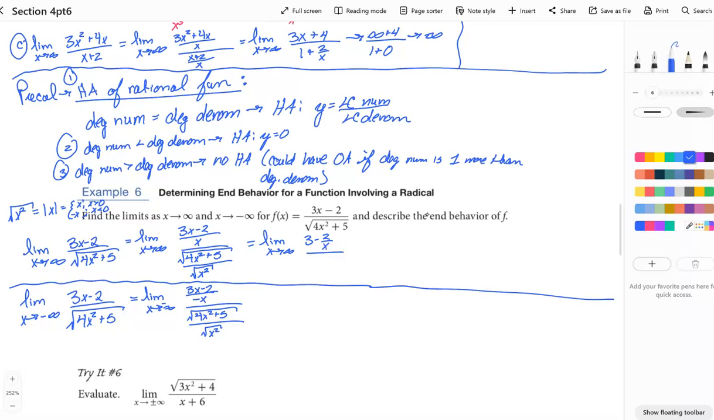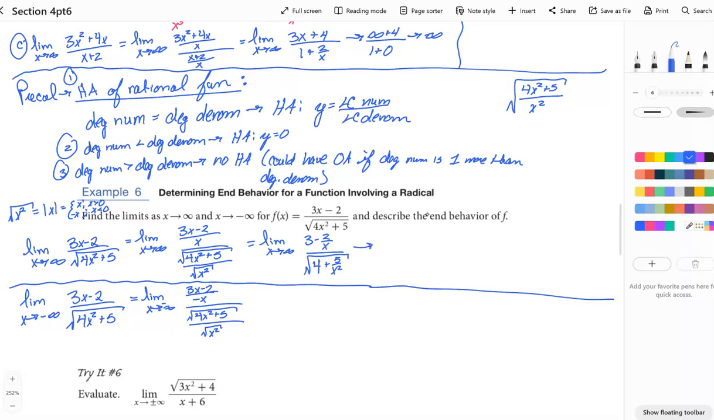When I think about this, I'm using square root properties. So I could think about that as the square root of 4x squared plus 5 all over x squared, instead of taking the square root of the top and the bottom separately. And this is going to simplify to the square root of 4 plus 5 over x squared. So you can see why I kept it this way, even though the square root of x squared as x goes to infinity would still just be an x. I am dividing the top and bottom by the same thing.